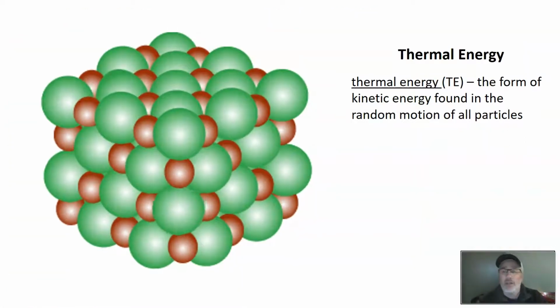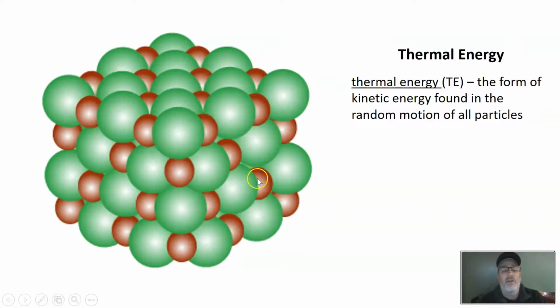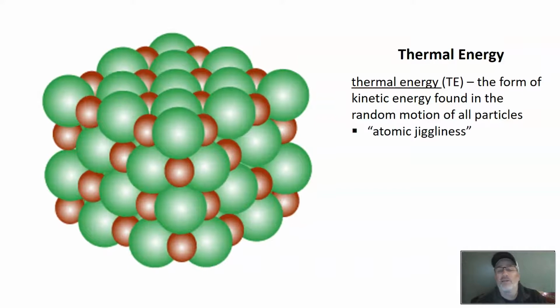So let's go ahead and talk a little bit about thermal energy. Thermal energy is really just the form of kinetic energy that we find in the random motion of all particles. Clearly here, I'm showing you something that is a solid. We know that because the particles are vibrating in place, they're locked into place, and they are not moving around. So whenever you see particle motion, that's what we call thermal energy.